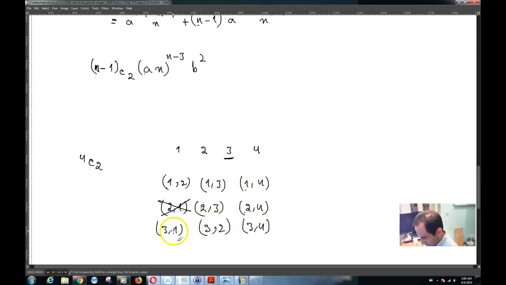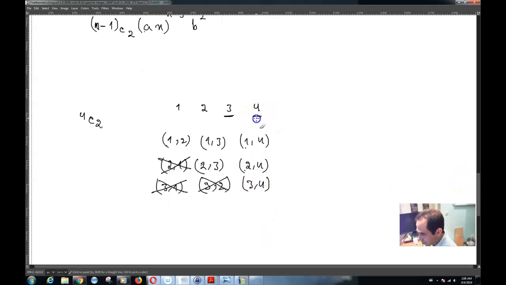Now 3 with 1 is the same thing as 1 with 3, so you have to cross that out. 3 with 2 is the same thing as 2 with 3, so you have to cross that out. So this remains here.